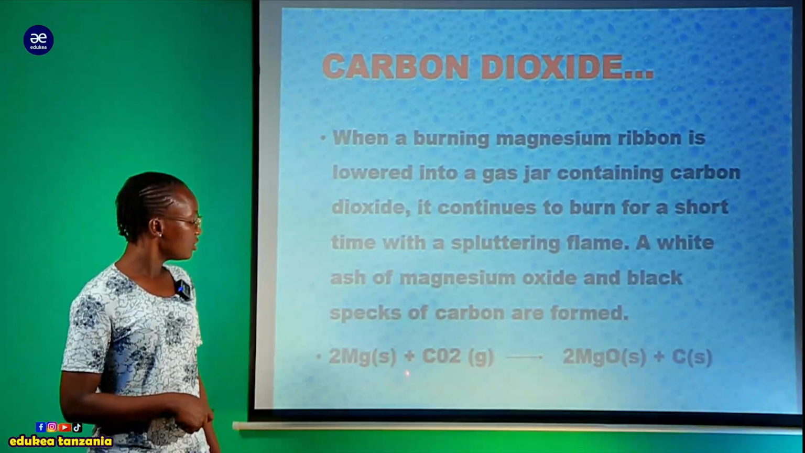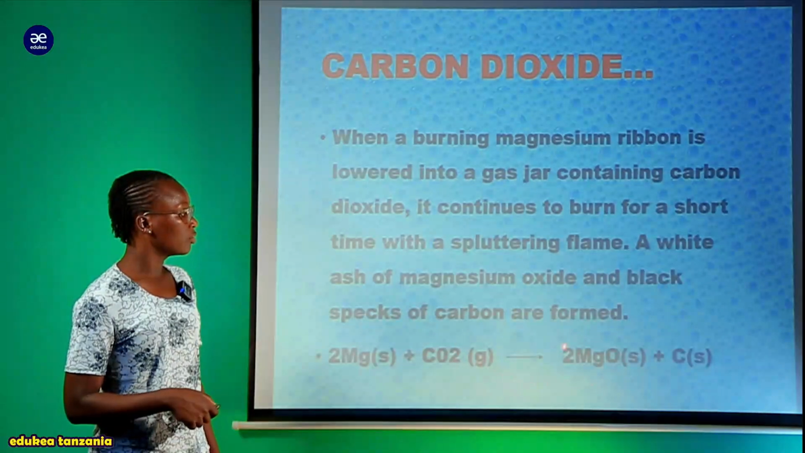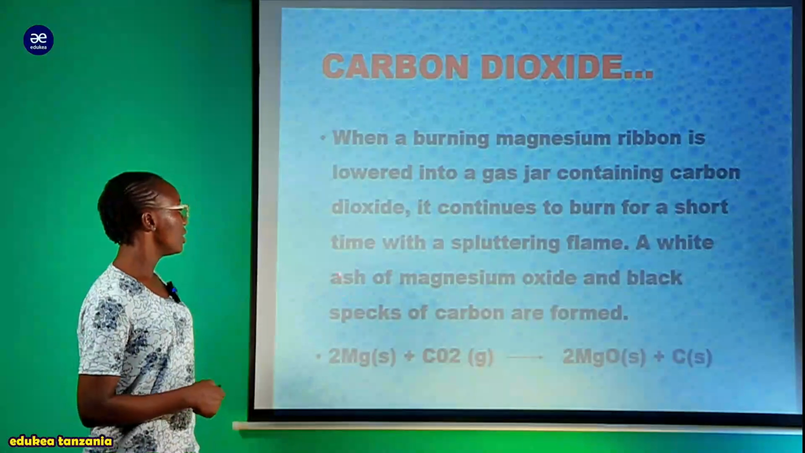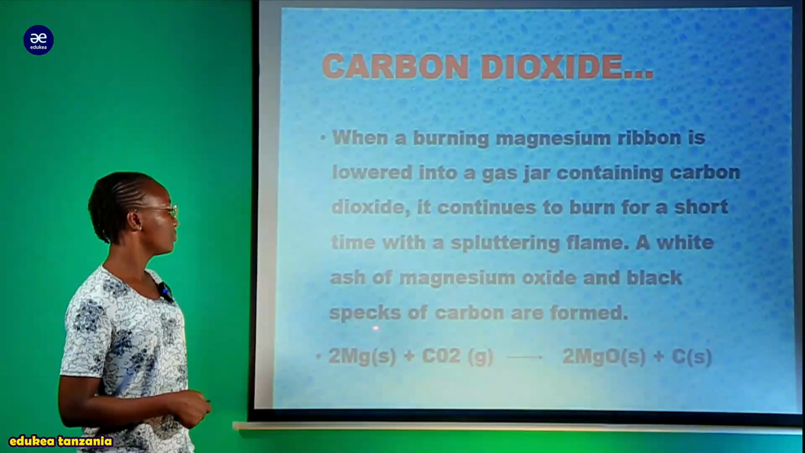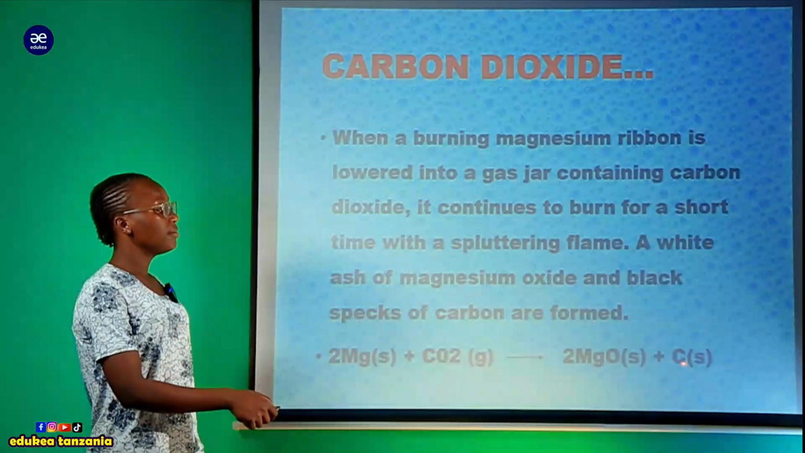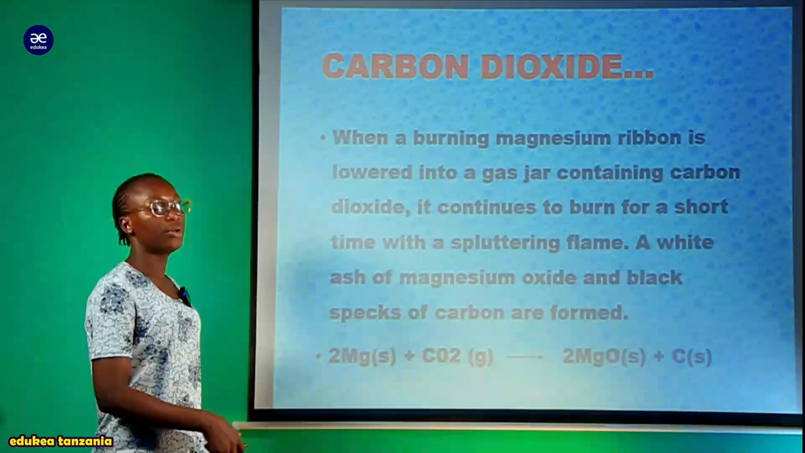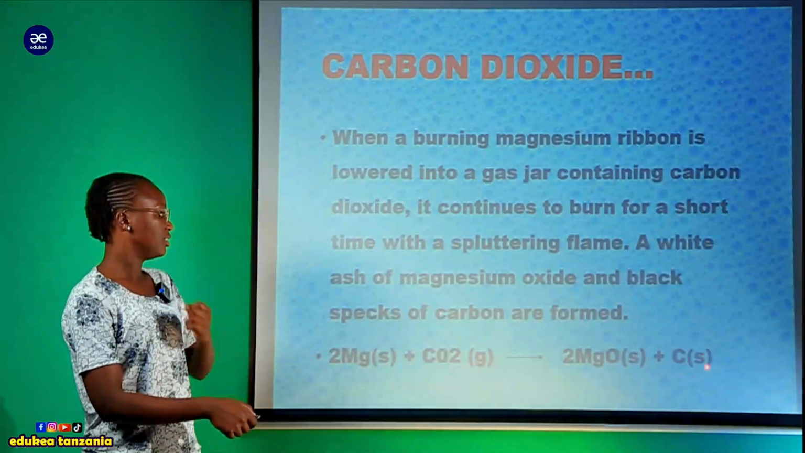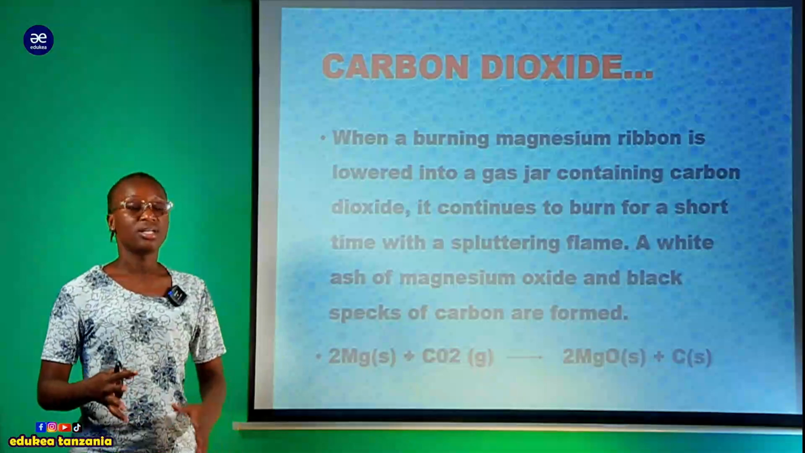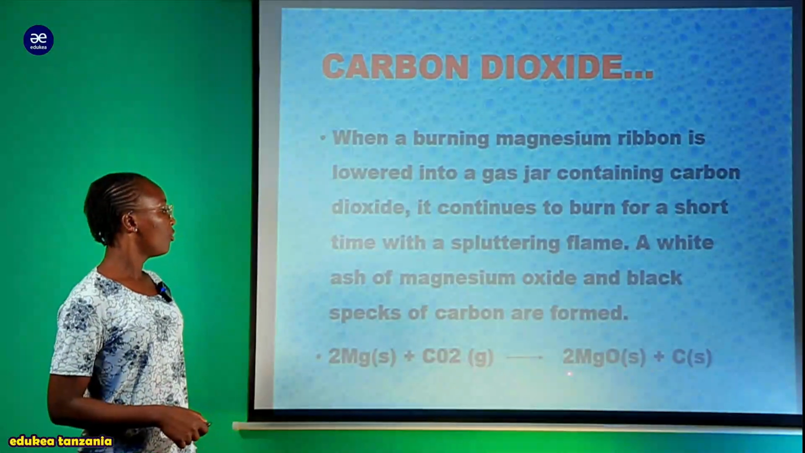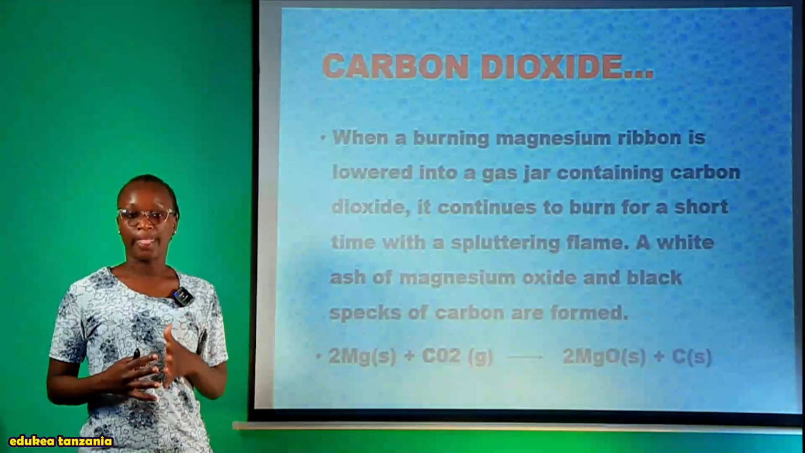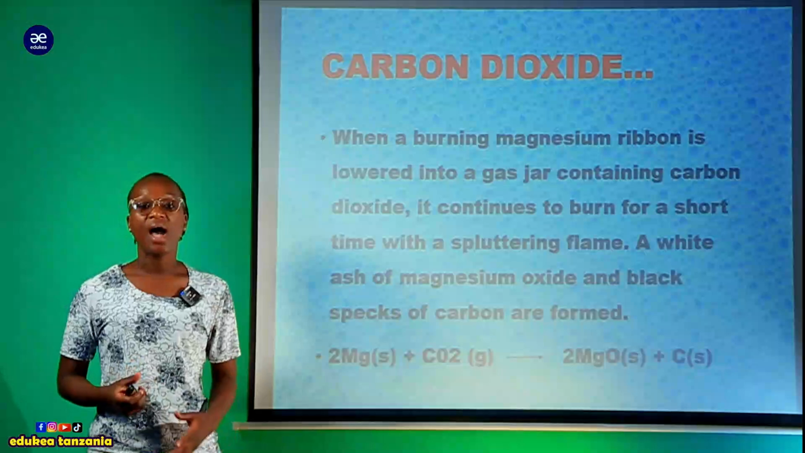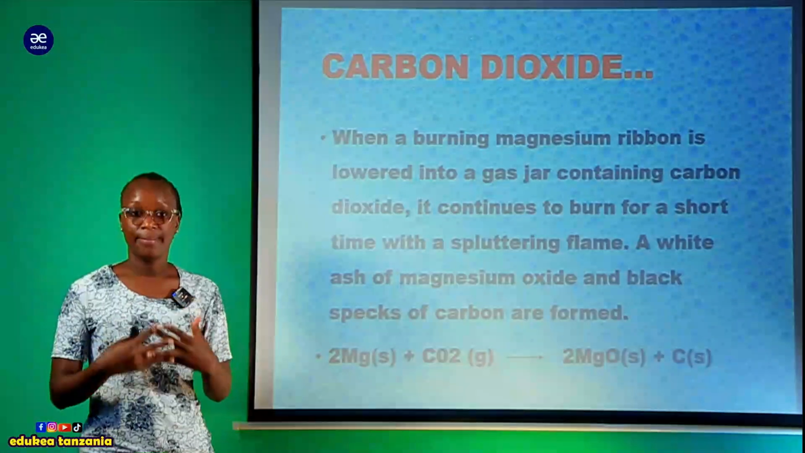Whereby the magnesium ribbon reacts with carbon dioxide, we are going to have magnesium oxide and carbon. So a white ash of magnesium oxide and black specks of carbon are formed. Hizi cheche nyeusi za carbon zinakuwa formed, lakini wakati huo pia tunaenda kuform white ash kama majivu meupe ya magnesium oxide. So this is how carbon dioxide reacts with metals.